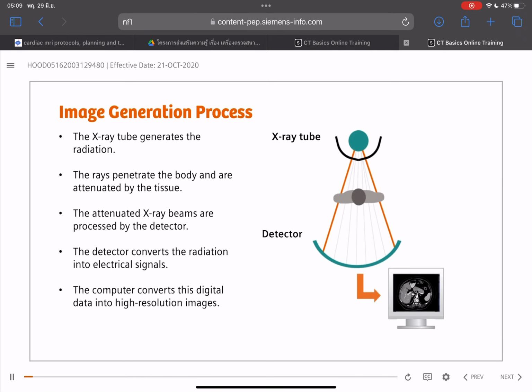During the CT examination, the X-ray tube and the detector rotate around the patient in the gantry. Rotation by rotation, axial slices of the body are captured one at a time. The sequence of the image generation steps is as follows. The X-ray tube generates the radiation. The rays penetrate the body and are attenuated by the tissue. The attenuated X-ray beams are processed by the detector. The detector converts the radiation into electrical signals, and the computer converts this digital data into high-resolution images.